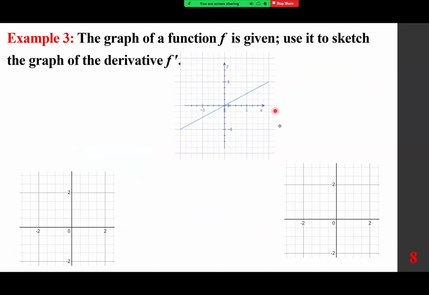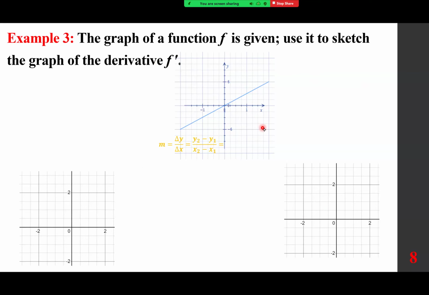Okay, example 3, the graph of a function f is given, and we want to use it to sketch the graph of its derivative f prime. Anytime you have a line, calculate its slope. The slope, if it's 2, y equals 2, a horizontal line. The slope is 10, y equals 10. The slope is -5, y equals -5. It's a horizontal line. If the line itself is any horizontal line, the slope is 0, and it gives you the x-axis, which has the equation y equal to 0.